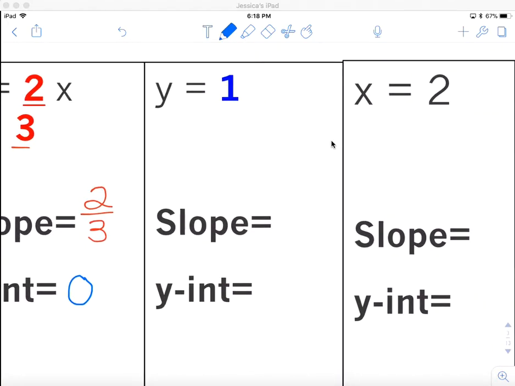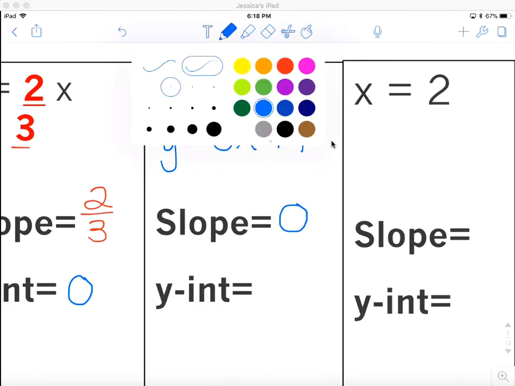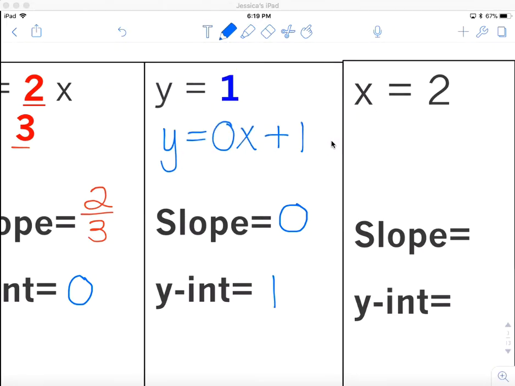My next example, y equals 1. This means that your x has been canceled out with a 0. Since there's no x, this means our slope is 0. And then our y-intercept, the number alone, would be 1. I guess I should change that to red to match my others.